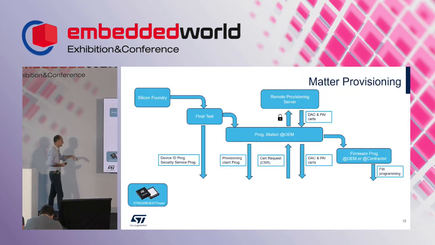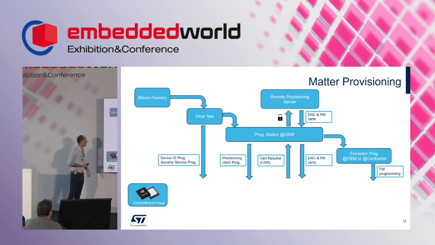First, here we have a chip. This is an STM32WB. This is a Bluetooth low energy device that you can see on the booth with a Matter demo. Typically, this device aims at a Matter endpoint. It can be light bulbs, it can be a smart speaker, this sort of class of device. So we have a blank device that comes directly from the silicon foundry.